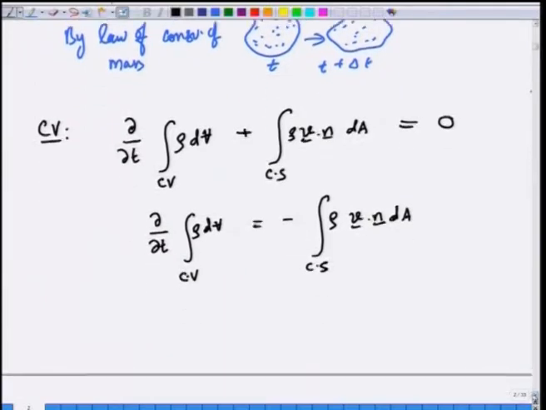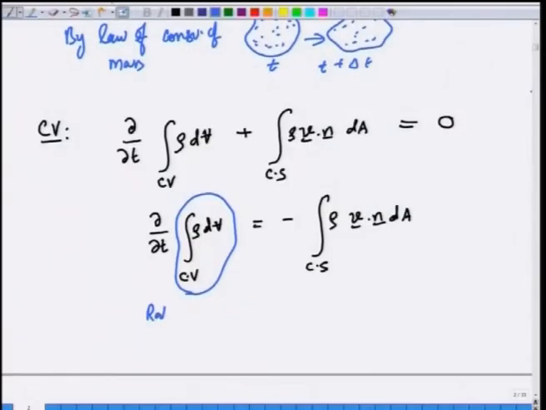Now, the physical interpretation for this is that rho times dV is the mass that is present in a tiny pocket, a tiny volume in a CV. Integrated over the entire CV, it will give you the total mass. This is the rate of change of mass present in the CV.